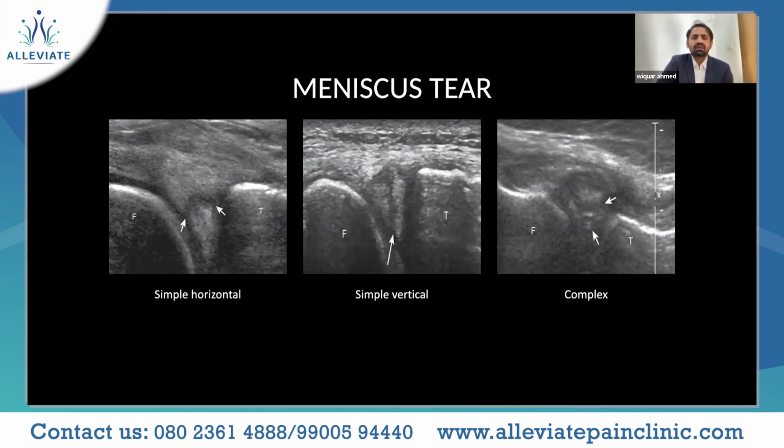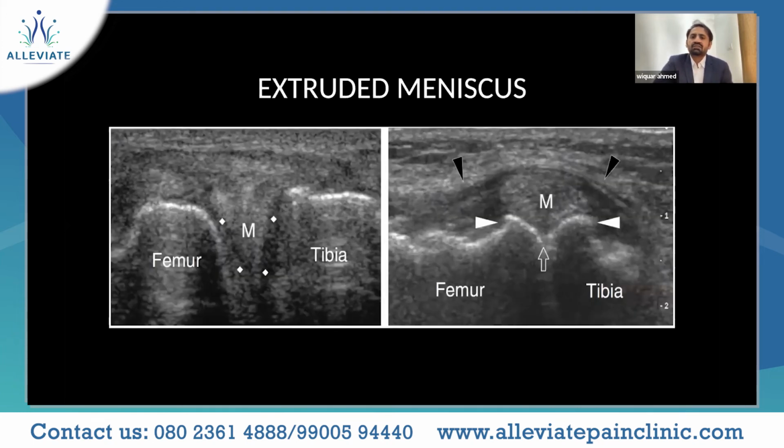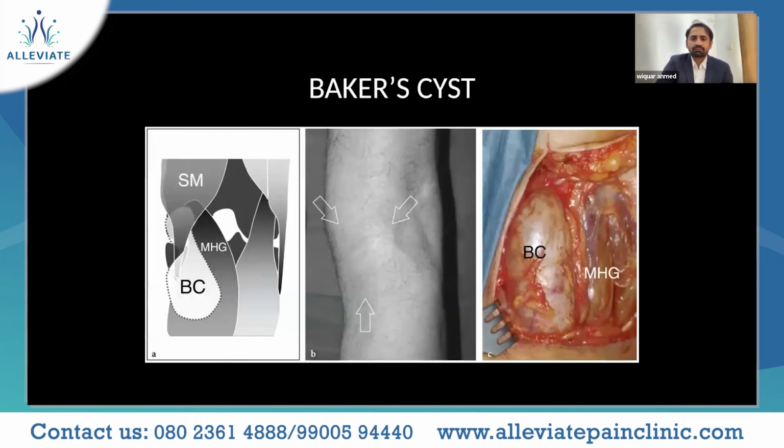Here you can see a simple horizontal tear. You can see a simple vertical tear and a complex tear, which goes till your articular surfaces. Extruded meniscus is usually seen in your osteoarthritic knees, wherein your MCL is also thickened and your meniscus is pushed out. Baker's cyst is idiopathic and can be secondary to your knee joint issues or trauma, and it can be simple or complex. This is a cause of posterior knee joint pain.